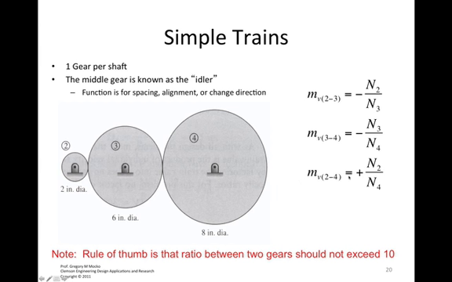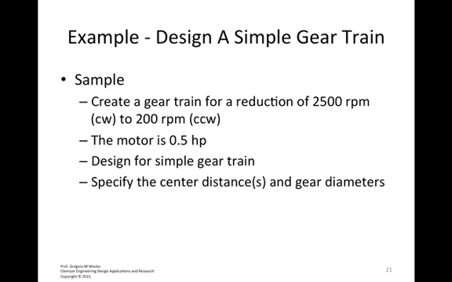I'm going to unpack that and discuss that, but you should think about this in the context of this simple gear train. And a good rule of thumb here is that the ratio between two gears should not exceed 10. And this is done from a sizing standpoint. I'm going to skip over this example right now and come back to it.